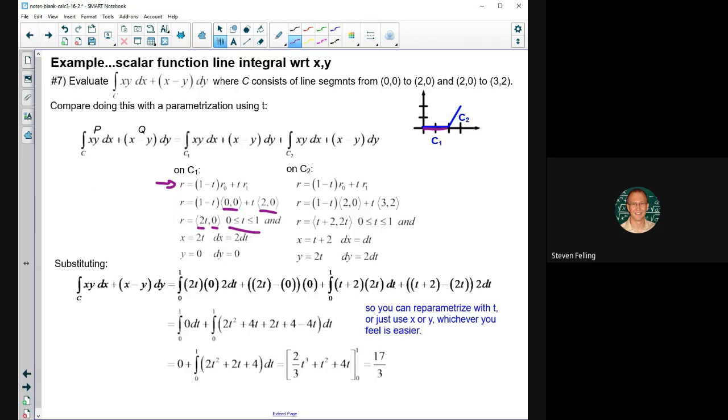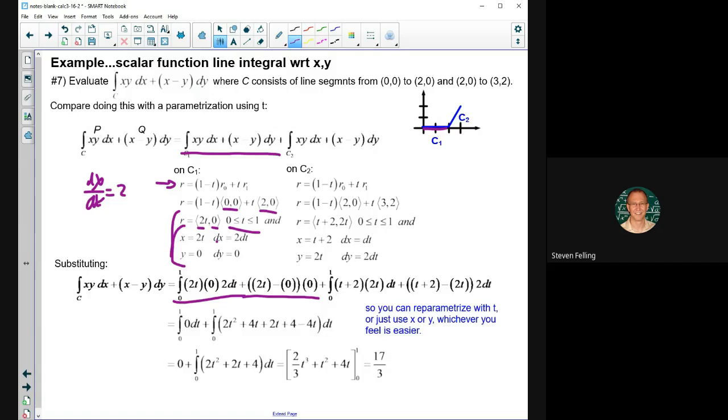And then to find dx, we have to figure out what dx/dt is, which is 2. So dx is 2 dt, but y is 0. And then when we substitute in here, we have to use all these substitutions. x's are replaced, y's are replaced, and dx's and dy's are replaced, to where we end up with an integral that has only t. Everything is in terms of t.